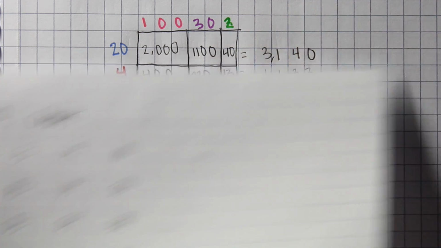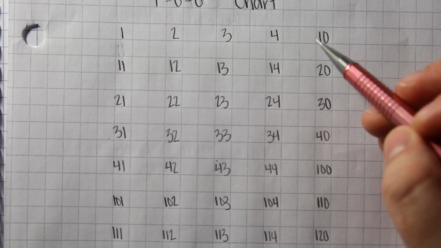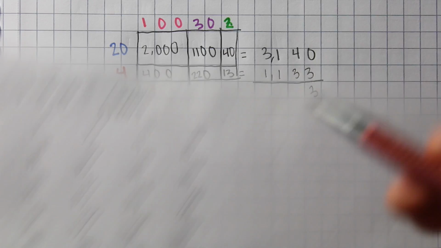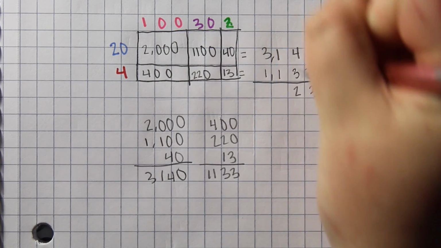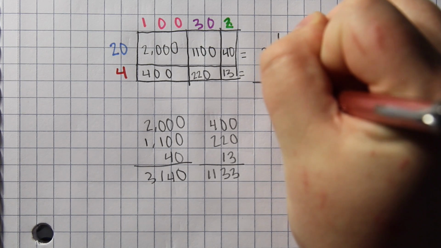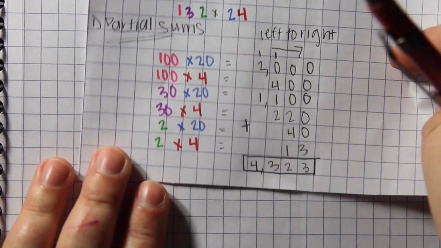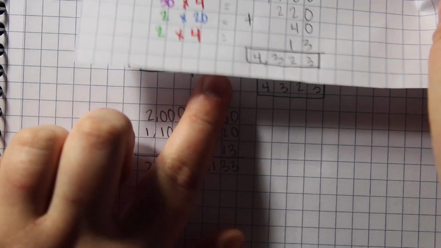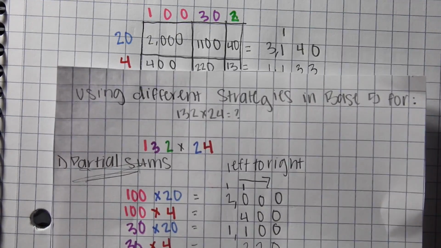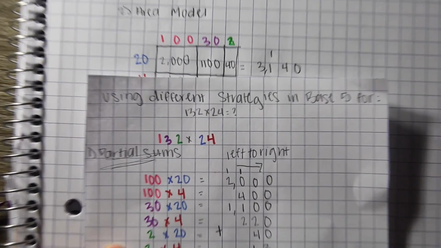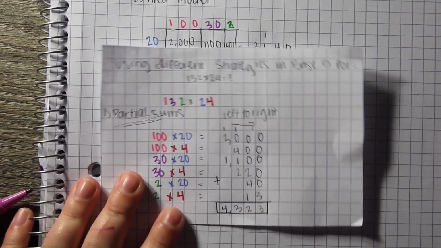So working the 1s, 0 plus 3 is 3. In the 10s, we're doing 4 plus 3, which I'm finding here to be 12. So I'm putting the 2, carrying the 1 to the 100s. 1 plus 1 plus 1 is 3. And then finally, 3 plus 1 is 4. So I find my answer to be 4323, and that matches up with my partial sums strategy that I used previously. So I know that this method worked, and I found the correct answer.